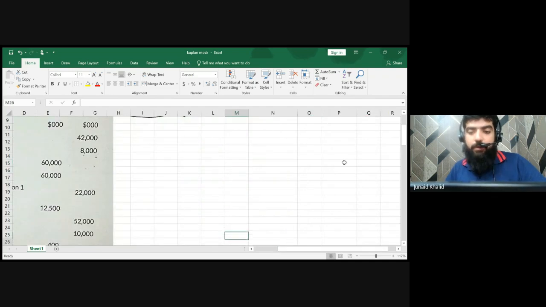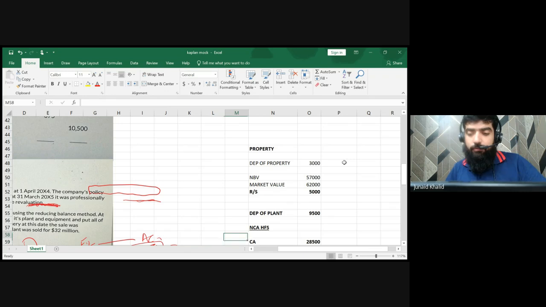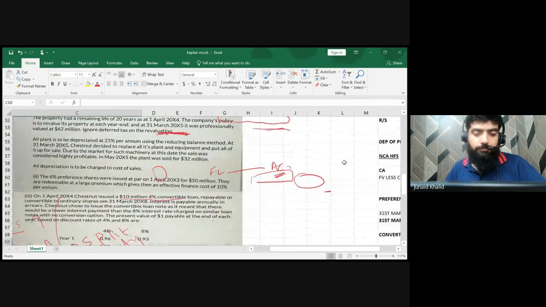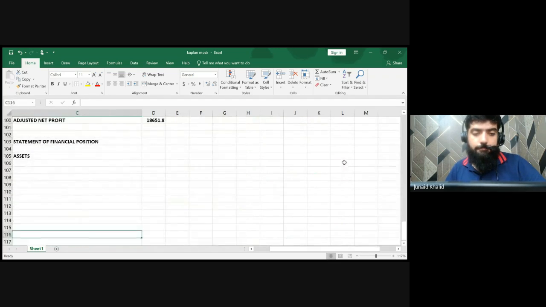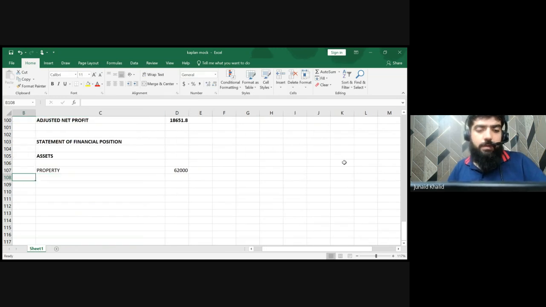And what is that revalued amount? I think it was 62 million. Yes, you think very right. So it's 62 million, that is 051. Property. Okay, now plant. Are we going to recognize the plant?